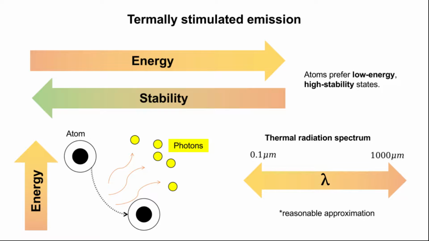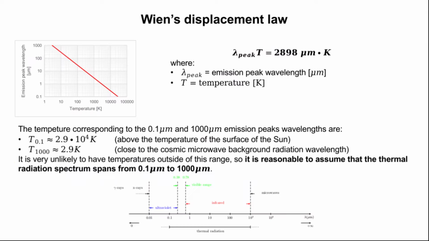The fraction of this spectrum, which corresponds to thermal radiation, is the thermal radiation spectrum. Conventionally, it covers a range from 0.1 micrometers to 1000 micrometers. This is not true, but, as we will discover shortly, it is a reasonable approximation.